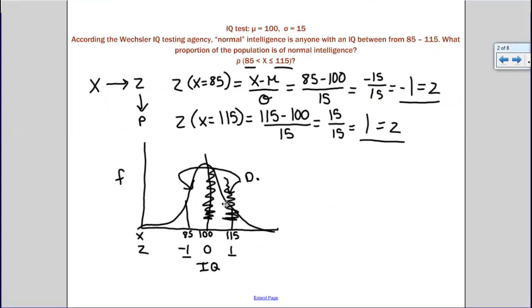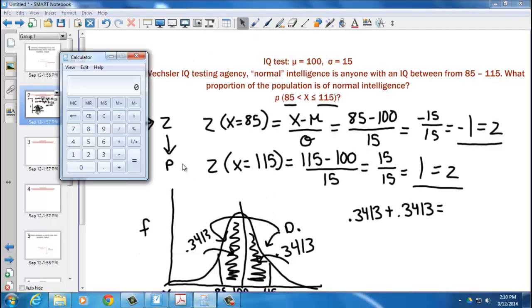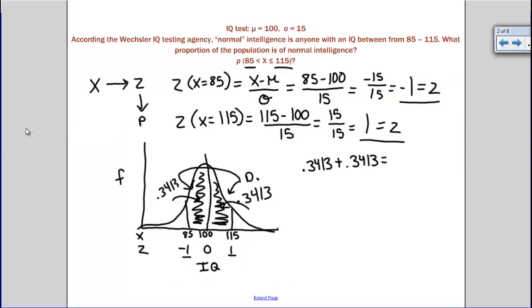So this will be 0.3413 here. This is also 0.3413 for this shaded section. So you take 0.3413 plus 0.3413 and use our trusty calculator. 0.3413 plus 0.3413, and you get 0.6826. And that would be your final answer.